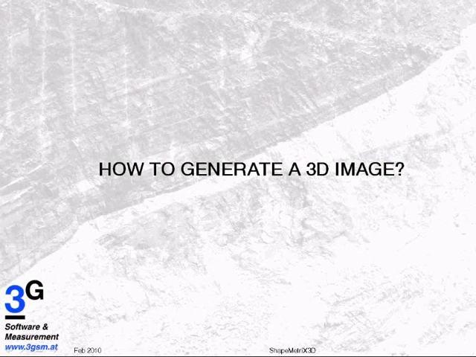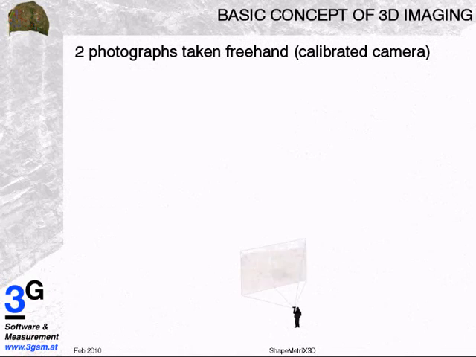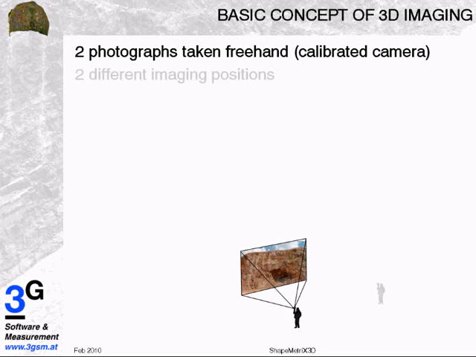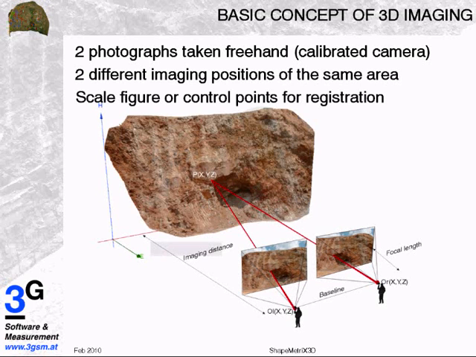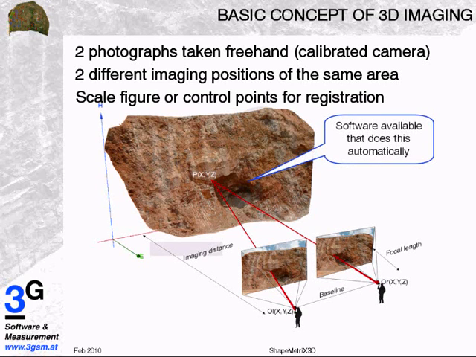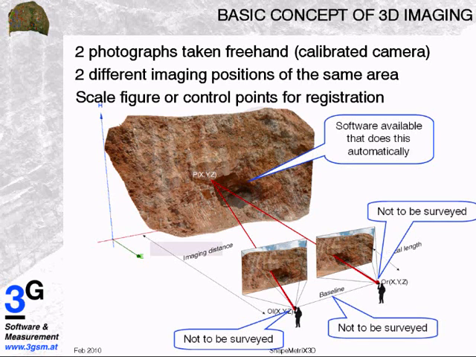So how to generate such three-dimensional images? Two photographs can be taken freehand using a calibrated camera from two slightly different imaging positions, and a software automatically calculates a three-dimensional image out of that. We do not need to survey the camera locations or the distance between the cameras.